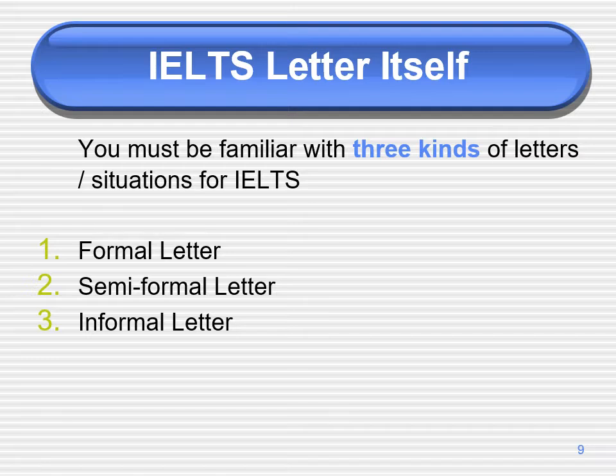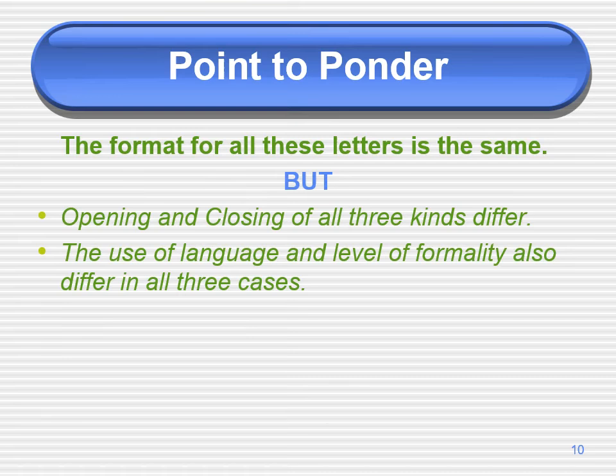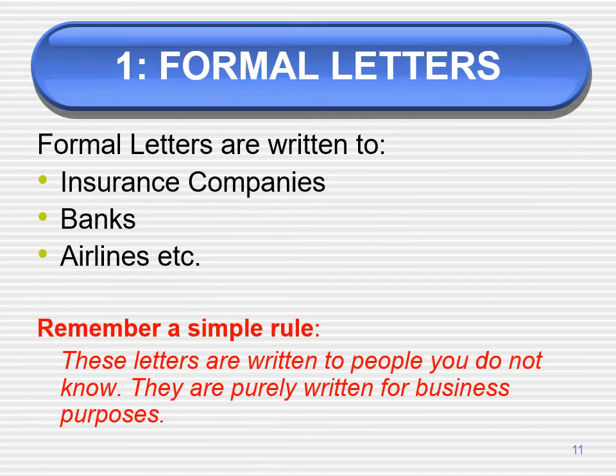Okay, next one is: what is the letter itself? You must be familiar with three kinds of letters. For example, formal letter, semi-formal letter, and informal letter. I will be talking about these types of letters in detail next. The format for all these letters is the same, but opening and closing of all three letters differ. The use of language and level of formality also differ in all three cases. So we will be talking about formal, semi-formal, and informal letters one by one and see what they actually are. Let us start with formal letters.